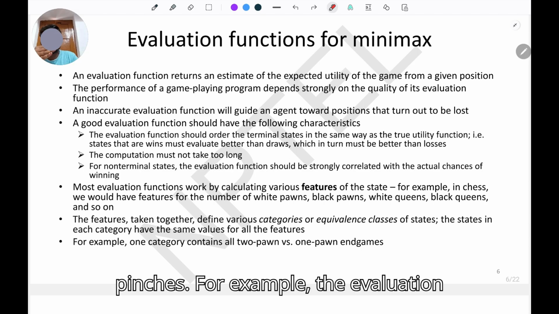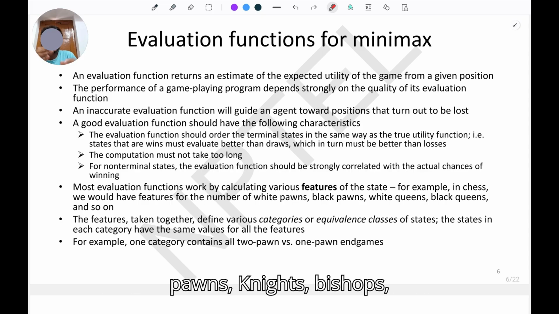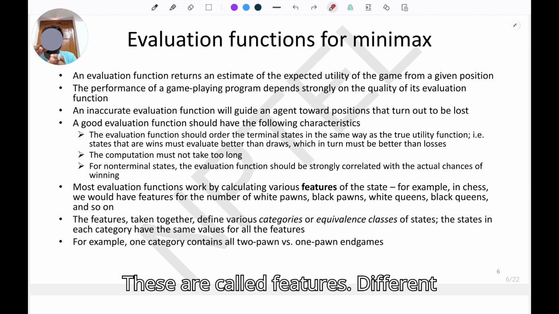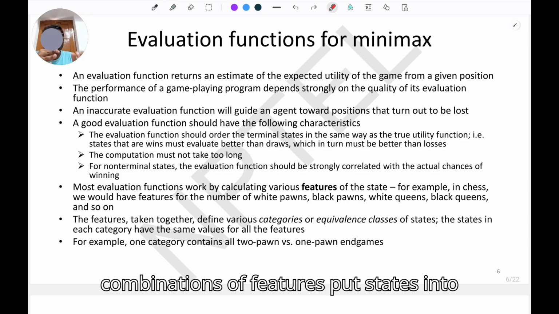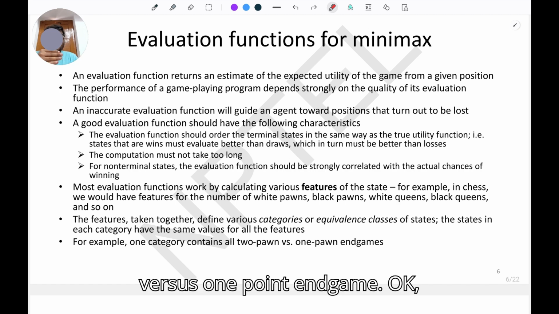In chess, for example, the evaluation function might count the number of pawns, knights, bishops, rooks, and queens for each side. These are called features. Different combinations of features put states into different categories, like a 2 pawns versus 1 pawn endgame.